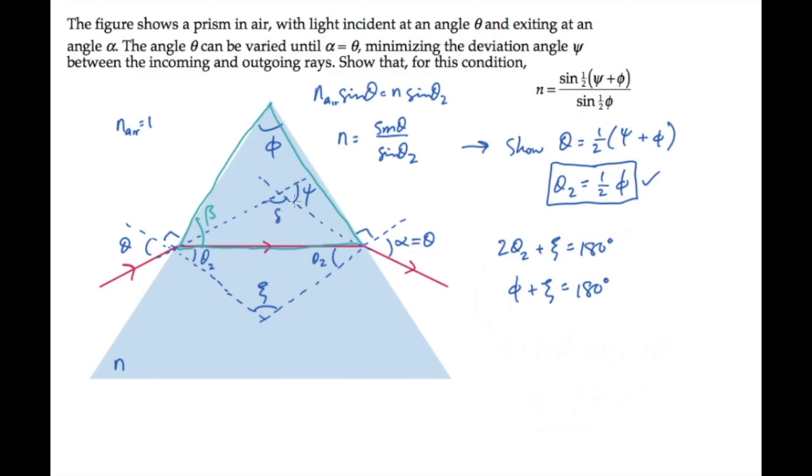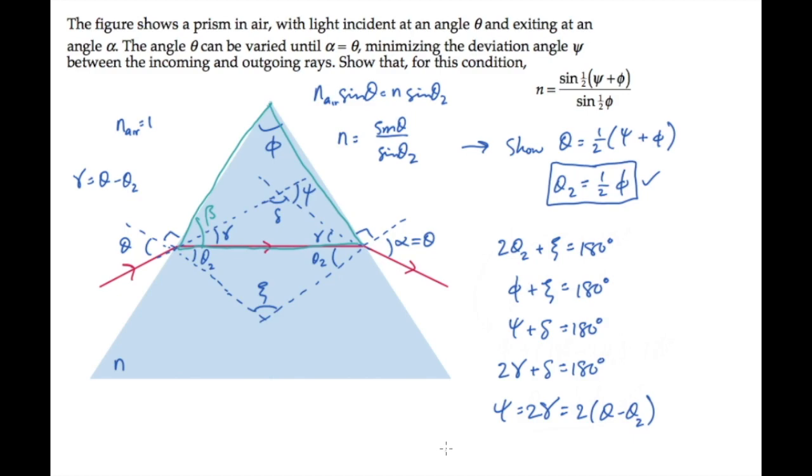Let's make another triangle with this angle delta, so that phi plus delta equals 180. And now another set. Call this angle gamma, and notice that it equals theta minus theta 2. So we can write that 2 gamma plus delta equals 180. That means that phi equals 2 gamma, which is twice theta minus theta 2. Solve this for the angle theta. It's 1/2 of psi plus theta 2, which is 1/2 of the quantity phi plus psi, what we needed to show to make the numerator look like we were supposed to.